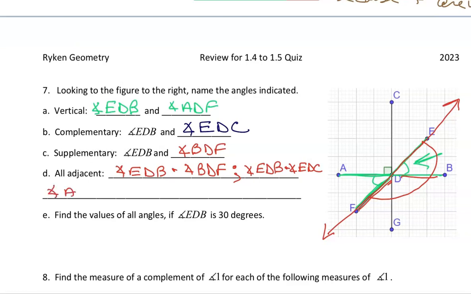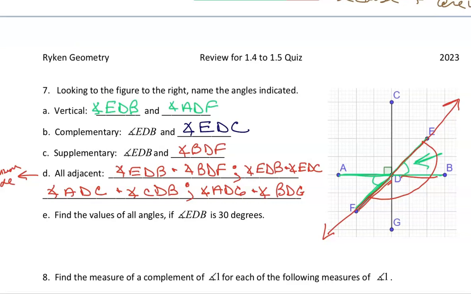How about the big right angles? Angle ADC and angle CDB are adjacent. How about the bottom right angles? So angle ADG and angle BDG. Okay, so I'm not naming them all. There are more out there, but we certainly have the general sense of what adjacent angles are. So remember, they share a common side.